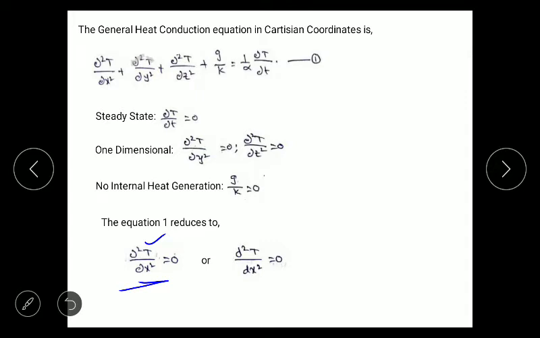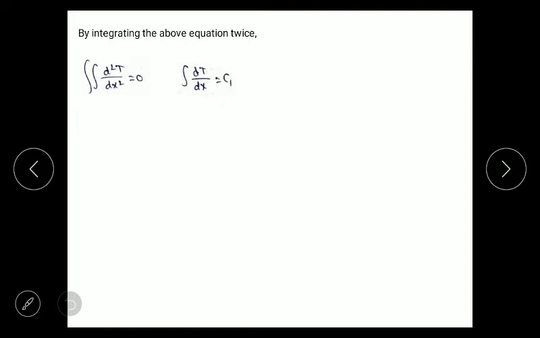Now, in order to solve this differential equation, let us integrate it. It is a double differentiation, d²T/dx², so we need to integrate this twice. Double integration of d²T/dx² equal to 0. The first integration of d²T/dx² gives dT/dx, and the integration of 0 is an arbitrary constant, c1.